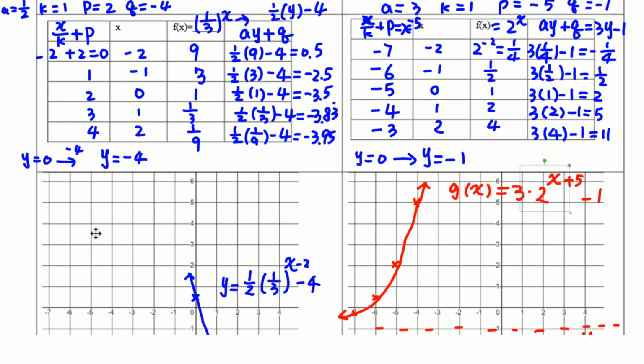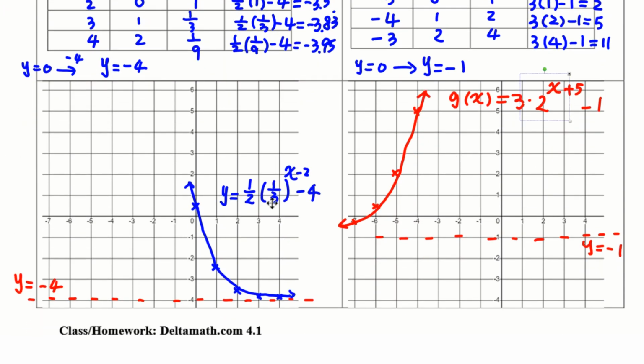And from these two graphs, we can see that if the base is less than 1 and there are no reflections from a and k, it will be decreasing. If the base is greater than 1 and there are no reflections, it will be increasing. And the horizontal asymptote is y equals q. And the p value is opposite. So this one, 2, is right 2. This one, plus 5, is left 5.